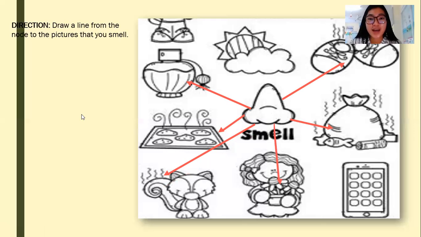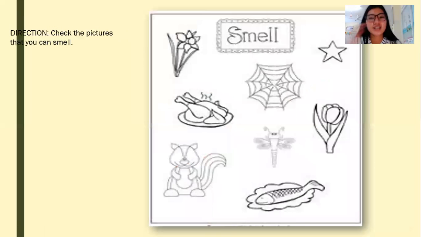So we have perfume, the smelly shoes, garbage, the smell of the cookie, the smell of the tail of an animal, and flowers. So these are the pictures that you are going to use your sense of smell for. Now let's have the last activity, class. So direction, check the pictures that you can smell. Okay, so you will check. Okay, let's try.